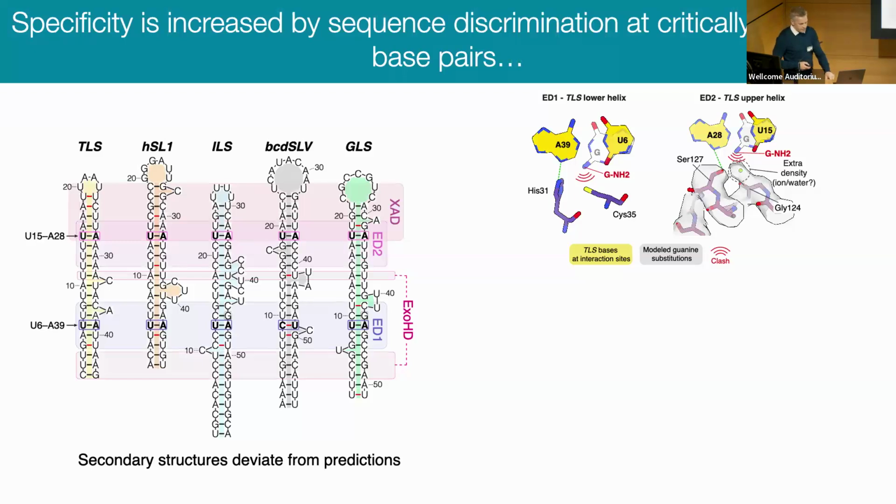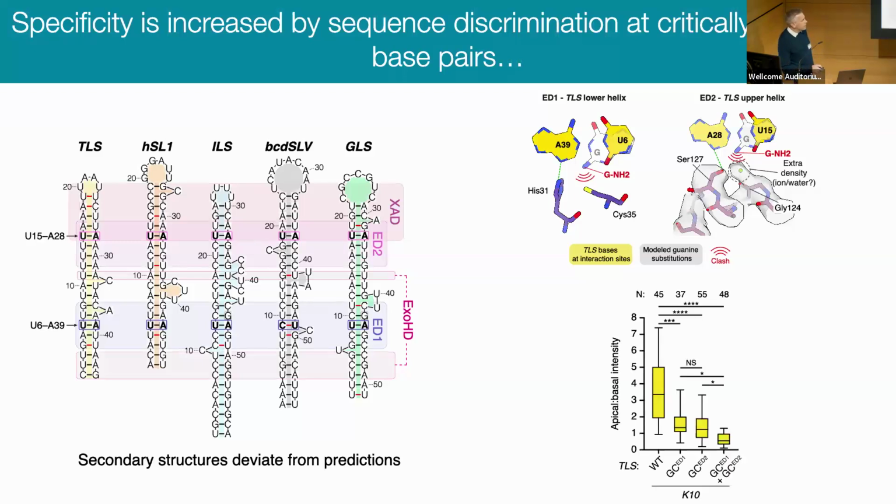And again, we can support this idea in vivo by mutating these UA base pairs at different positions to GCs in the TLS, either individually or together, and that strongly disrupts localization. So it's still unclear why we often see UAs, because anything that doesn't have a G should work, but I can speculate about that later if anyone's interested.